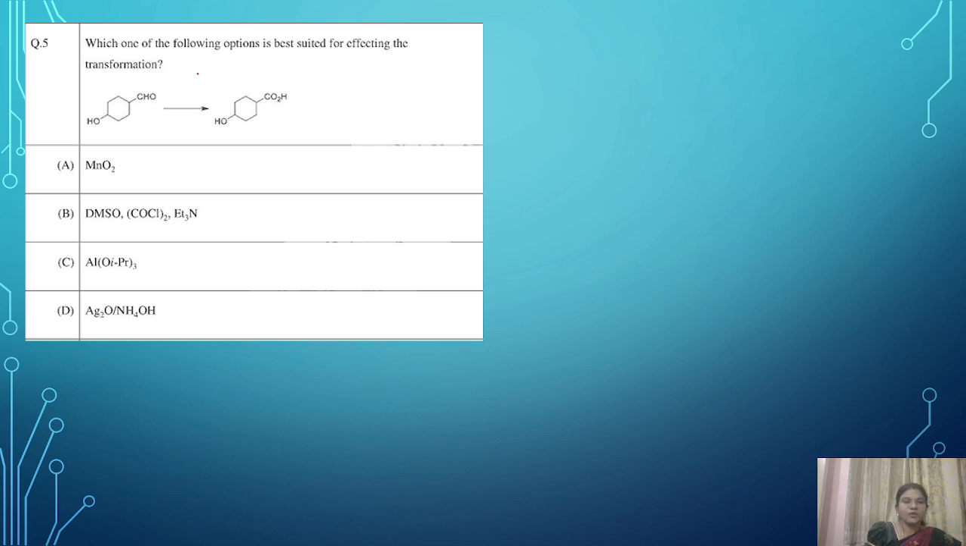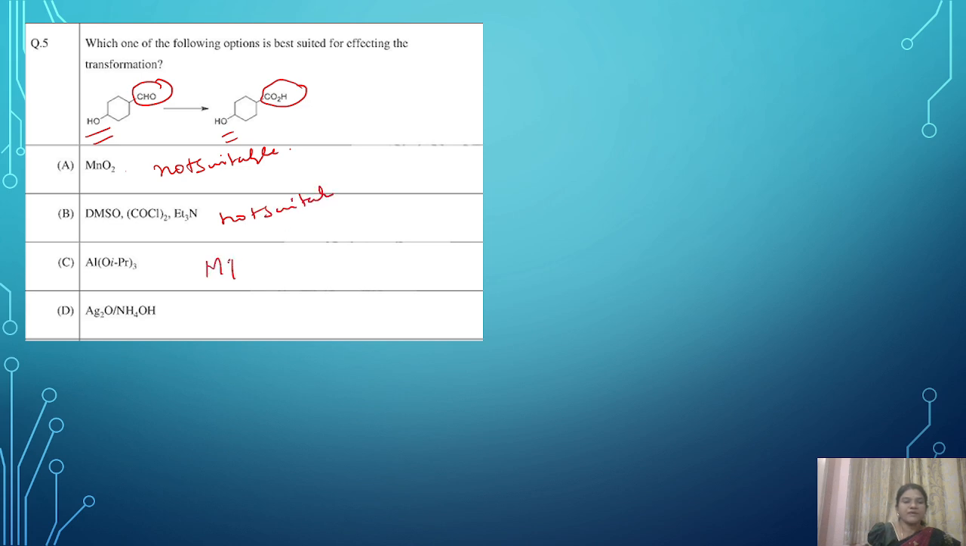And then which one of the following options is best suited for effecting the transformation? What is the transformation here? Here, this OH group is not affected, but the aldehyde group is oxidized to a carboxylic acid group. Okay, there are four reagents. If manganese oxide, what will it do? It will oxidize both the hydroxyl group and the aldehyde group. Therefore, it is not suitable. Here also the same. This is also not suitable.